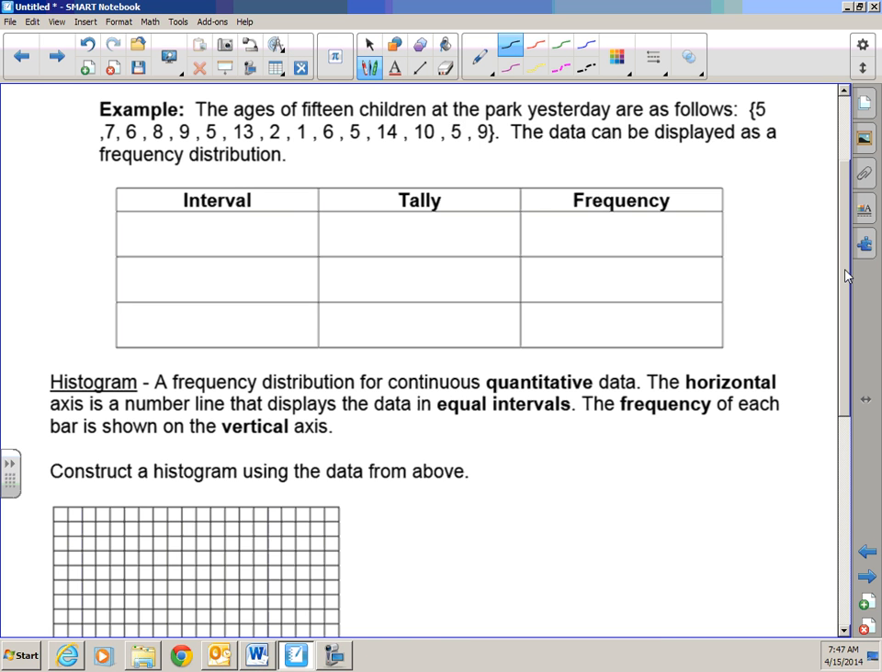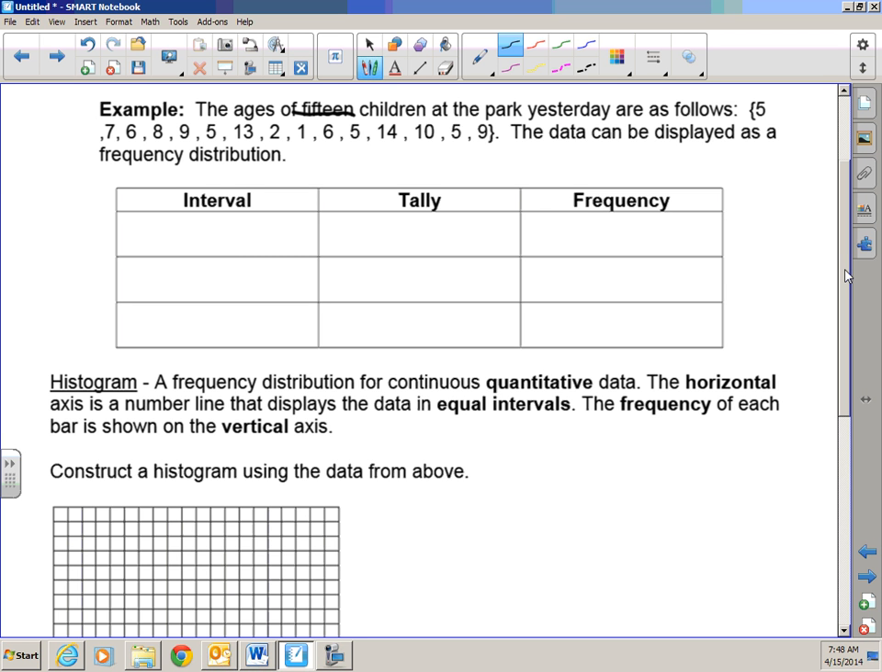So we have ages of children at a park, and they tell us there's 15 of them. Now, sometimes they give us the interval. Other times they leave it up to us. So a couple of things about intervals. First, your interval has to encompass all of the data. Our lowest value is 1, our highest value is 13, so I have to go at least from 1 to 13. Your intervals can be below and above your data set values. In other words, it can be greater than 13.